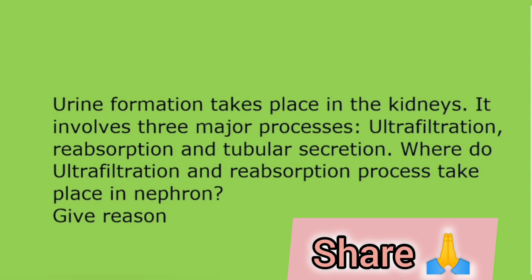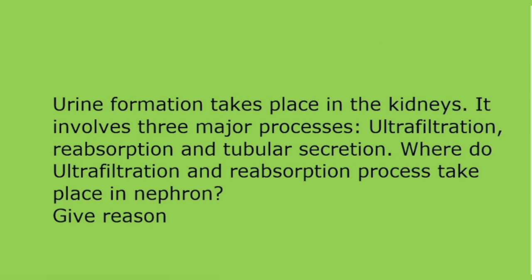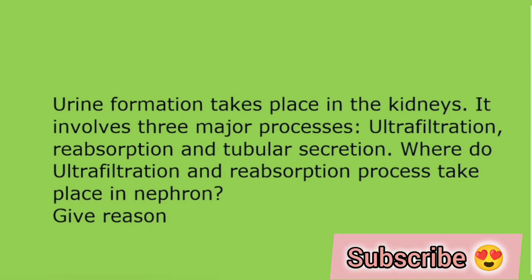Next question is from excretion. Urine formation takes place in the kidneys. It involves 3 major processes: ultrafiltration, reabsorption and tubular secretion. Where do ultrafiltration and reabsorption processes take place in the nephron? Give reason.